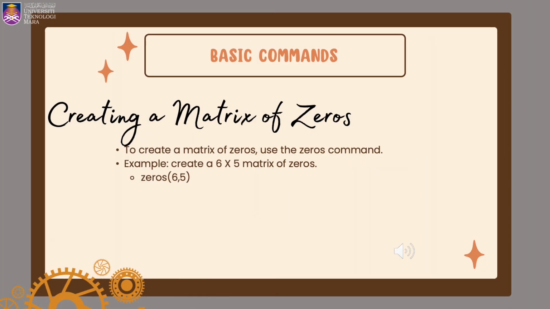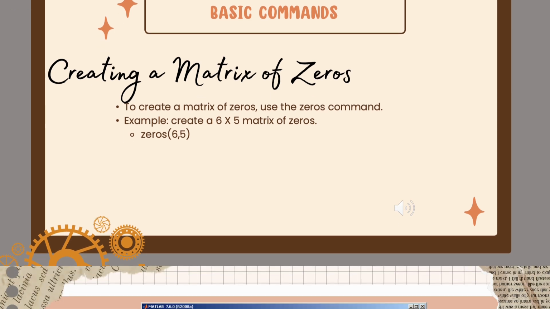Hello, hi. Let's begin by learning how to create a matrix of zeros in MATLAB. When we use the zeros(6,5) command, it generates a matrix with 6 rows and 5 columns, where every element is set to 0. This is useful for initializing a matrix before inserting the actual data.